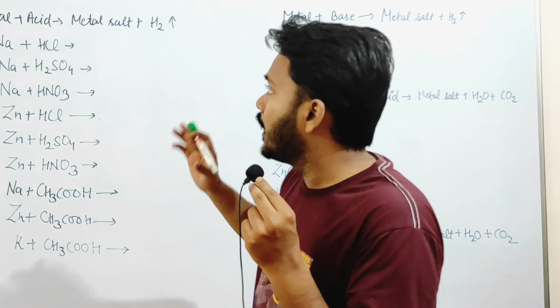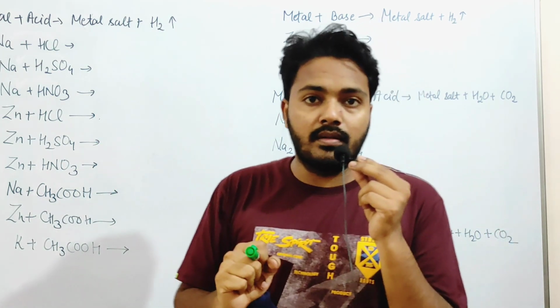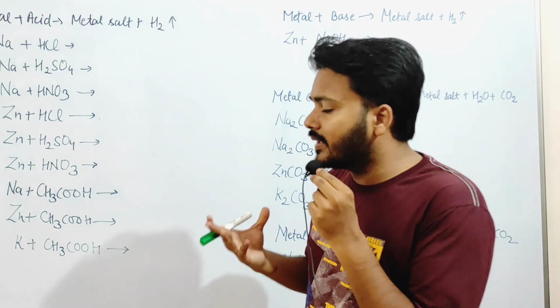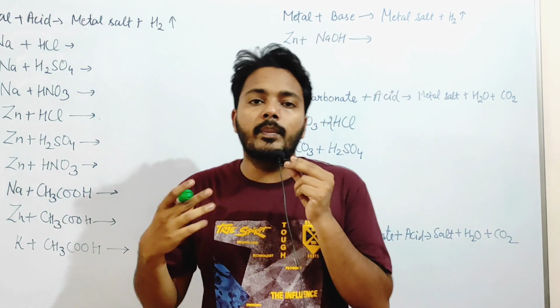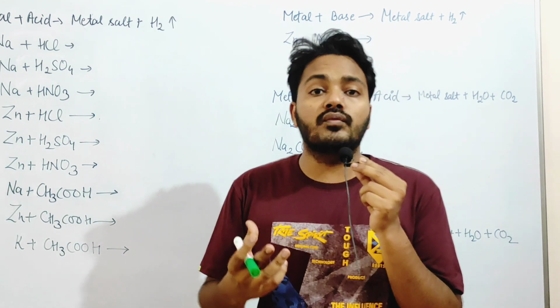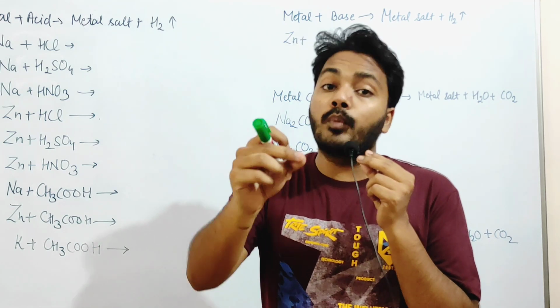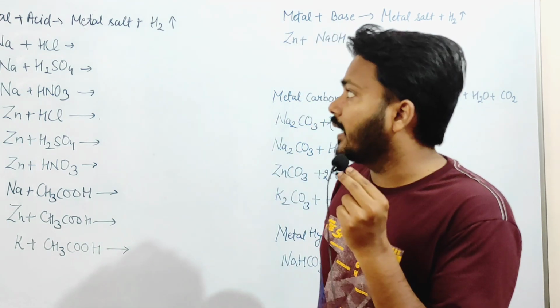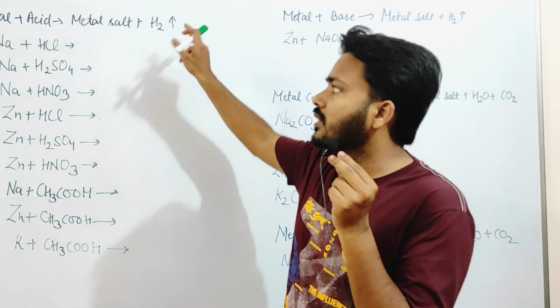So first of all, what will be the common reaction of metal with acid? Generally, metal reacts with acid to form metal salt and hydrogen gas is liberated. And we know that the liberation of hydrogen gas we can check with the help of a burning matchstick. The matchstick will burn with a pop sound. This confirms that the metal and acid react to form hydrogen gas.